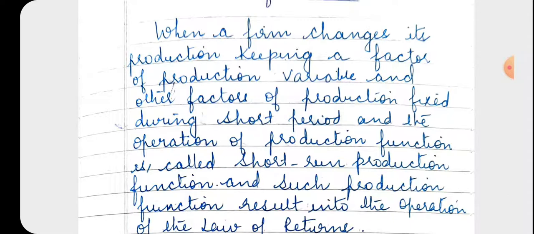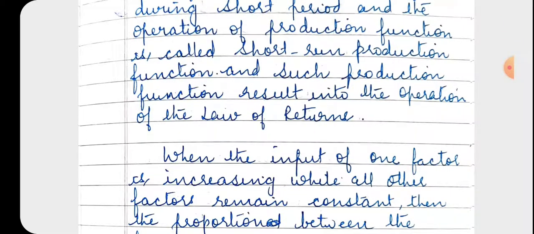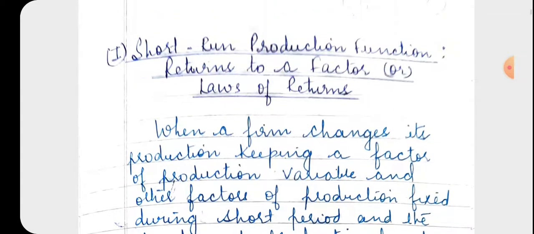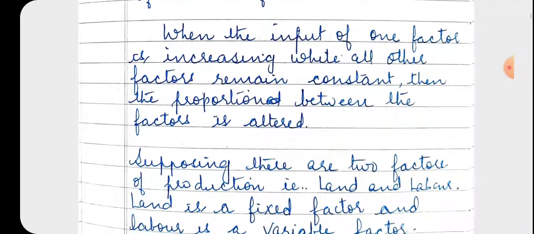During short period, what happens? There is fixed factor as well as variable factor. In our example, we are going to keep one factor as fixed and one factor as variable. Fixed factor during short period we cannot touch, but in order to increase the production, we have to increase the variable factor. Such kind of production function is known as law of returns, otherwise known as returns to a factor.